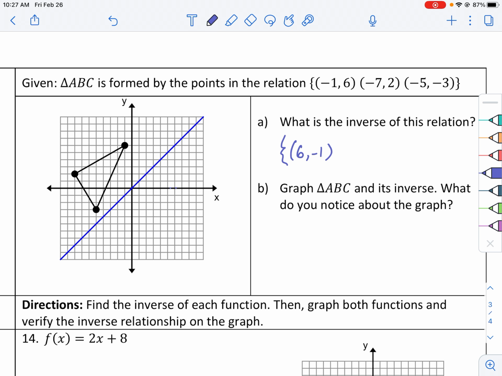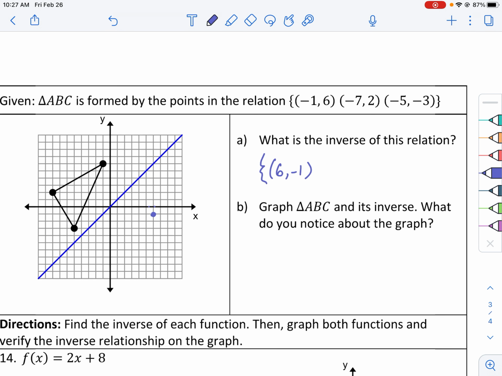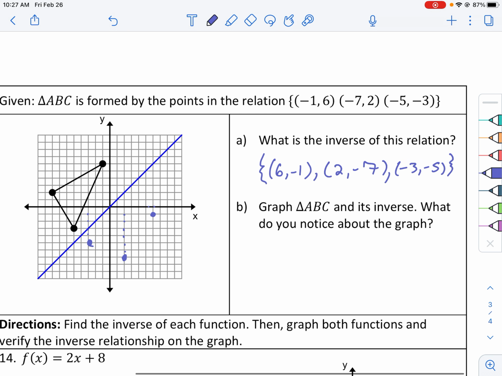So we go 1, 2, 3, 4, 5, 6 to the right, and then down 1. Puts us right here. The next point is (2, -7). So we go 2 to the right, and then we go down 7. 1, 2, 3, 4, 5, 6, 7. And then we go (-3, -5) for that last point. So negative 3, 1, 2, 3. Negative 5, 1, 2, 3, 4, 5. All right. So we graph this.